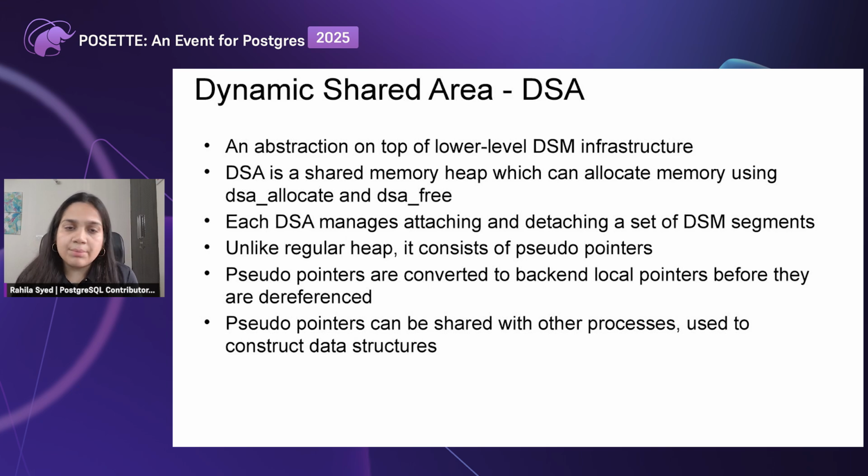Now let's look at something called a DSA. It is nothing but an abstraction on top of the DSM. It handles creating, attaching, and detaching to DSM segments internally, and it provides an interface for the user to create smaller objects and pointers within the DSM segment memory chunk. These pointers are pseudo pointers, unlike regular heap. They are not real pointers, and they can be converted back to backend local pointers. Once a backend has the pseudo pointer, it can convert it to a local pointer to be able to actually access the memory.